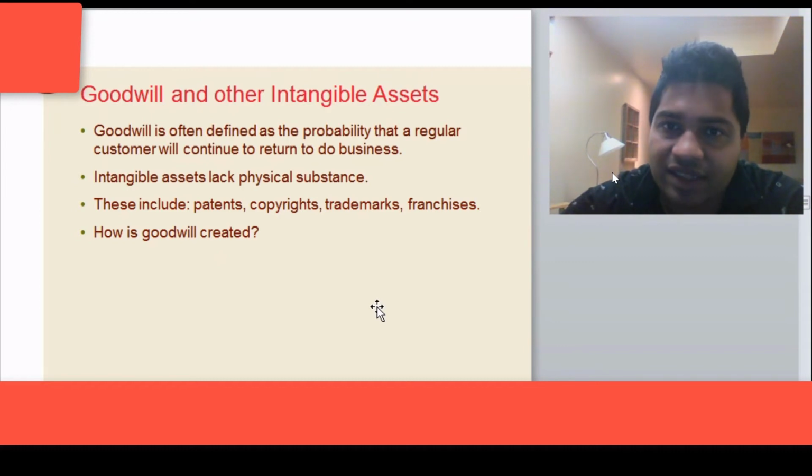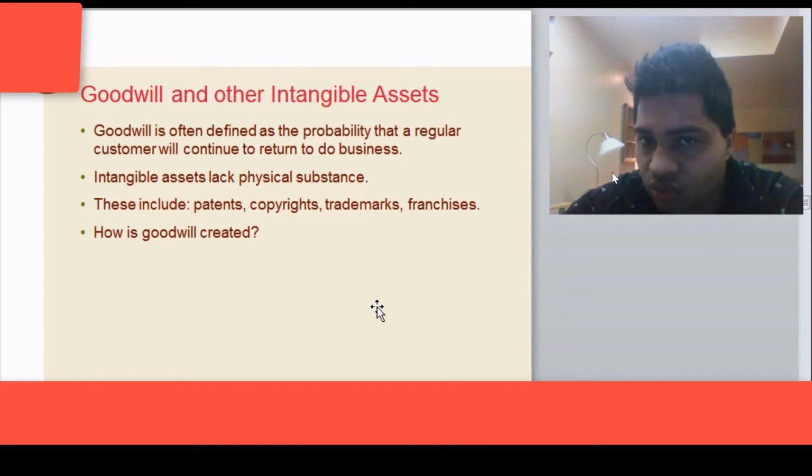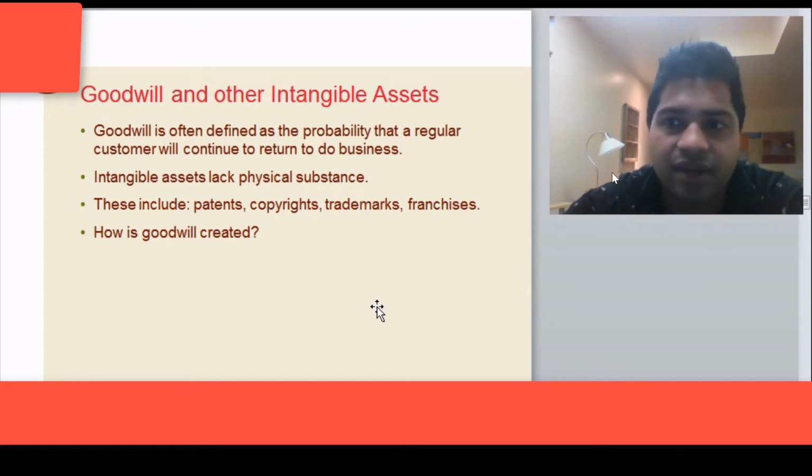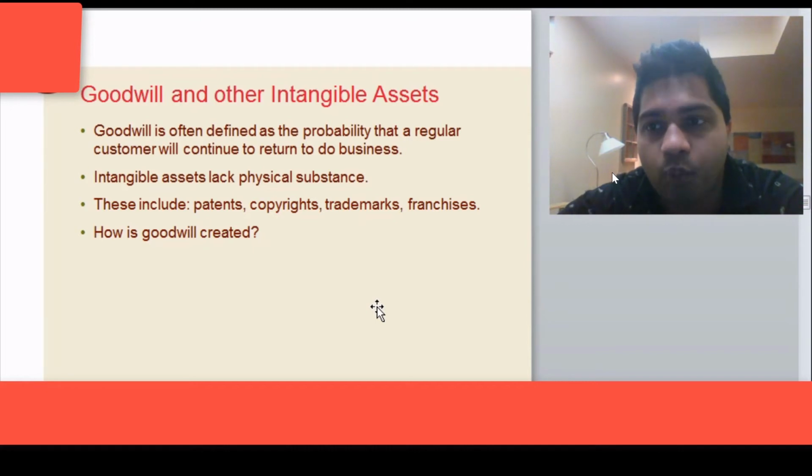Goodwill and other intangible assets. Goodwill is often defined as the probability that a regular customer will continue to do business with the company. Goodwill is created when you pay more than the value of what you are acquiring. Intangible assets lack physical substance. These include patents, copyrights, trademarks, and franchises. How is goodwill created? When you pay more than the cost.